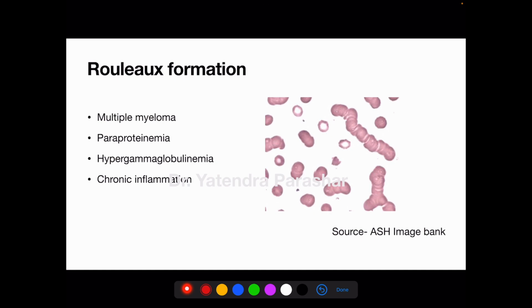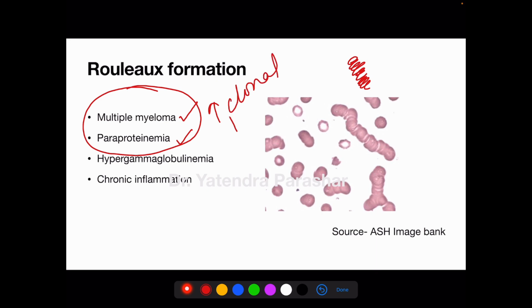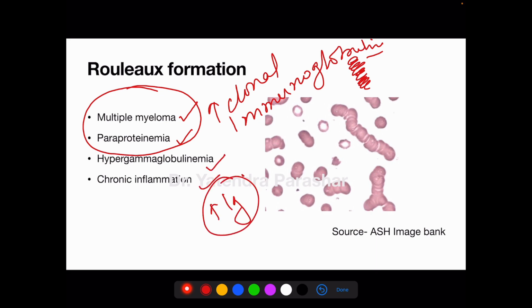Rouleau formation is seen in multiple myeloma. It is the stacking of the red blood cells over each other, and it is commonly seen in paraproteinemia and multiple myeloma. Paraproteinemia means increase in the clonal immunoglobulin, which is commonly seen in myeloma. Another cause is chronic inflammation, which causes increased immunoglobulins, but these are polyclonal. So, in the hypergammaglobulinemia state, this Rouleau formation can be seen.